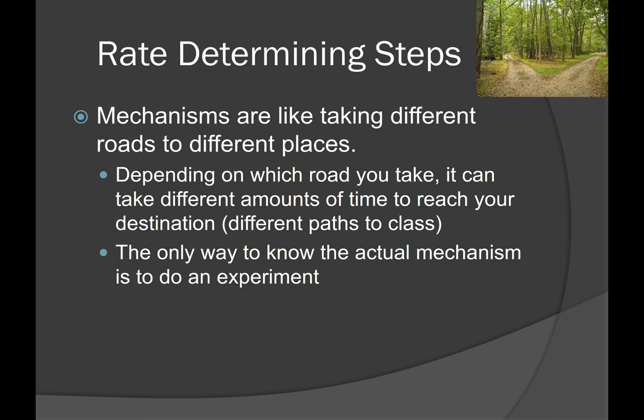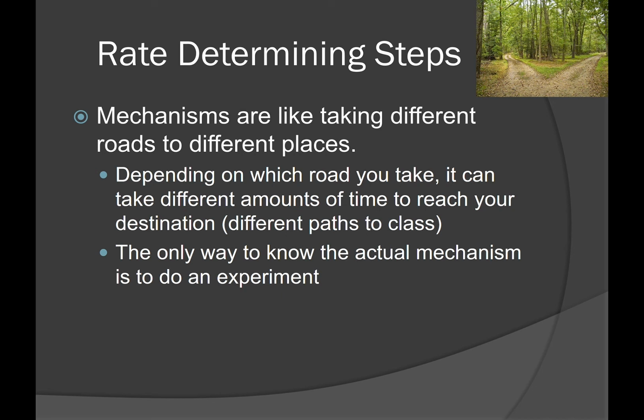So a mechanism is like taking different roads to a different place. Depending on the road that you take, it might take you a different amount of time to get to your destination. Think about taking an alternate path to class. There is a direct route. There might be more of a roundabout way. There's probably multiple ways that you could get home from school. One might be more of a direct route. One might be a slower route. Maybe you're going to take every side road on your way home as opposed to just taking a main road straight down. You'd obviously get to your home at some point, but one's going to take longer than the other.